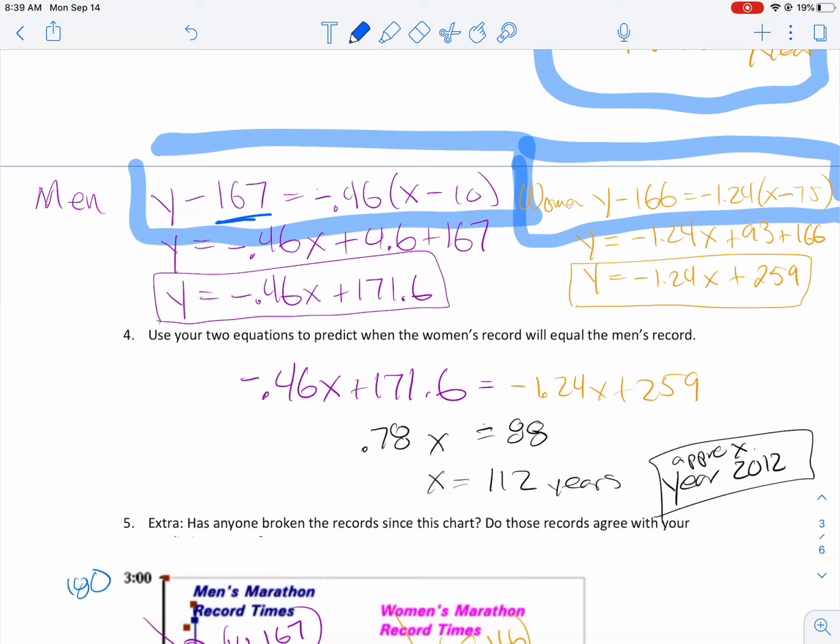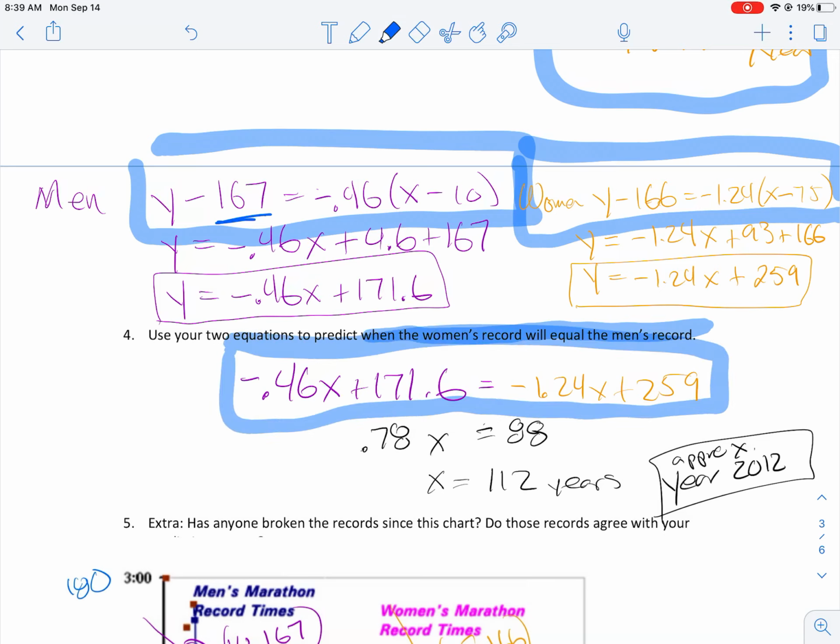And so now that I have 2 formulas, I can use that to predict lots of things. So the example they asked is, when will the men's record equal the women's record? So you set the men's record equal to the women's record, and you solve for the year. And that comes up with 2012 if you do the calculations.